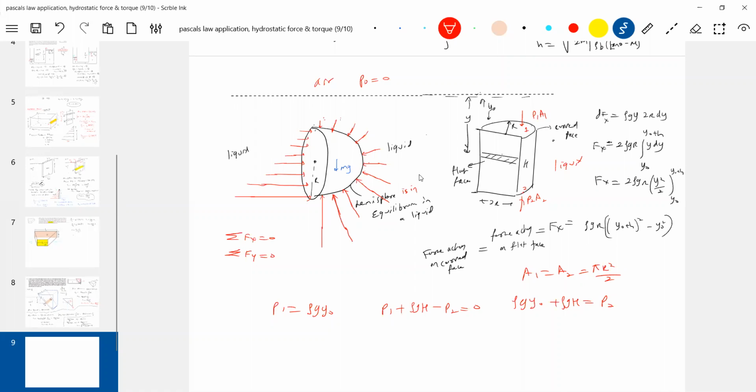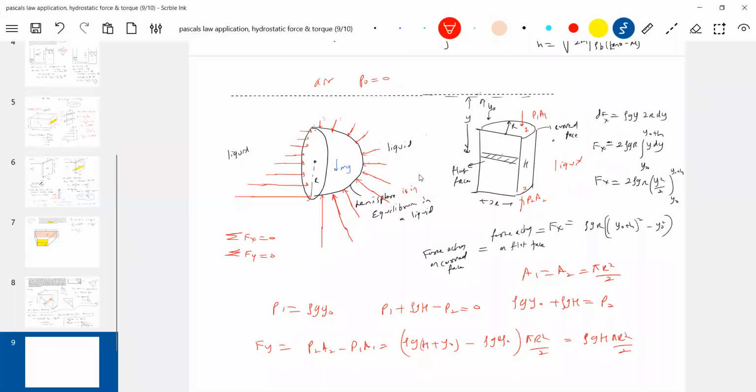Okay, let's come to which force will be greater. P2 will be greater, no? So therefore, what is the resultant force acting along the y-axis? Fy should be equal to P2A2 minus P1A1. What is P2A2? Rho g (h plus y naught) minus rho g y naught. A1 equals A2 is how much? Pi r square by 2. Finally, this will become only rho g h pi r square by 2.